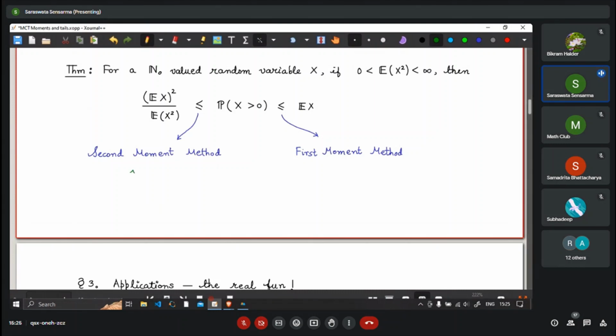So how do you interpret the first moment and second moment method? The first moment method is just again Markov's inequality. You are bounding the tail. The tail just happens to be after 1. That's what you're trying to bound.